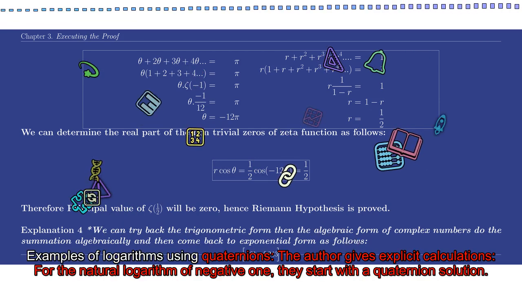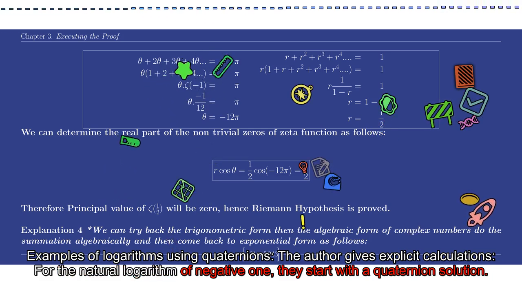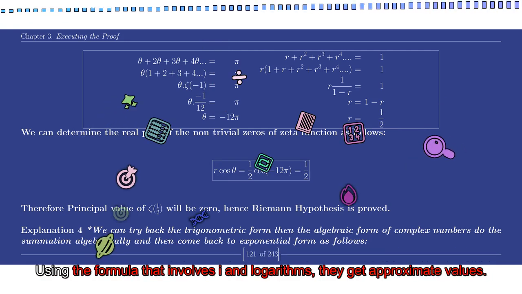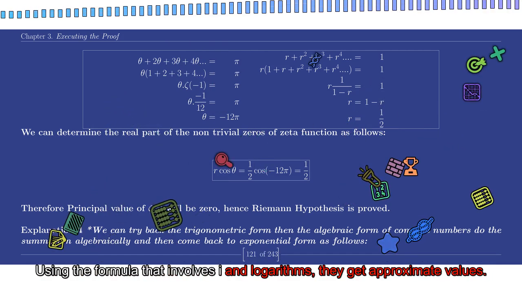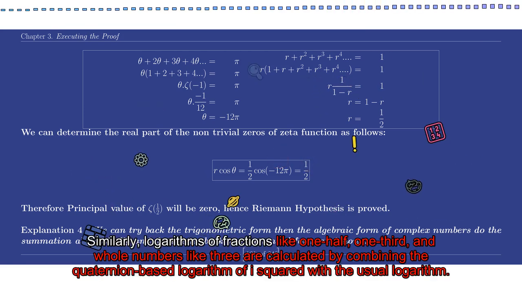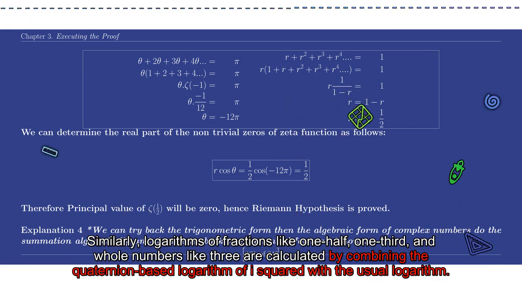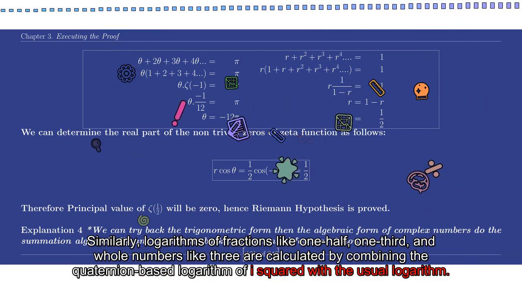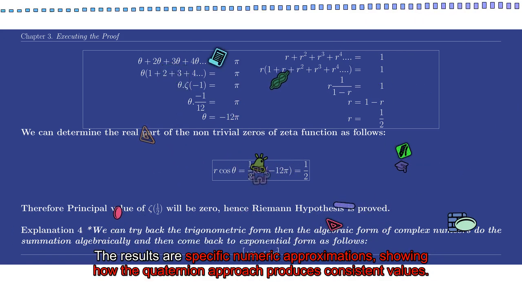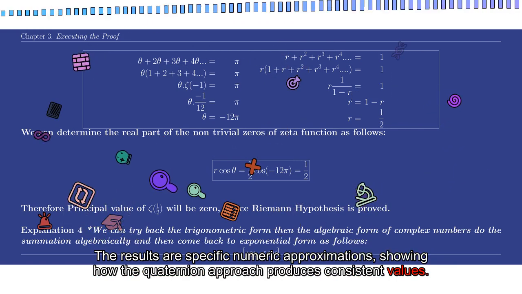Examples of logarithms using quaternions. The author gives explicit calculations. For the natural logarithm of -1, they start with a quaternion solution. Using the formula that involves i and logarithms, they get approximate values. Similarly, logarithms of fractions like 1/2, 1/3, and whole numbers like 3 are calculated by combining the quaternion-based logarithm of i squared with the usual logarithm. The results are specific numeric approximations, showing how the quaternion approach produces consistent values.